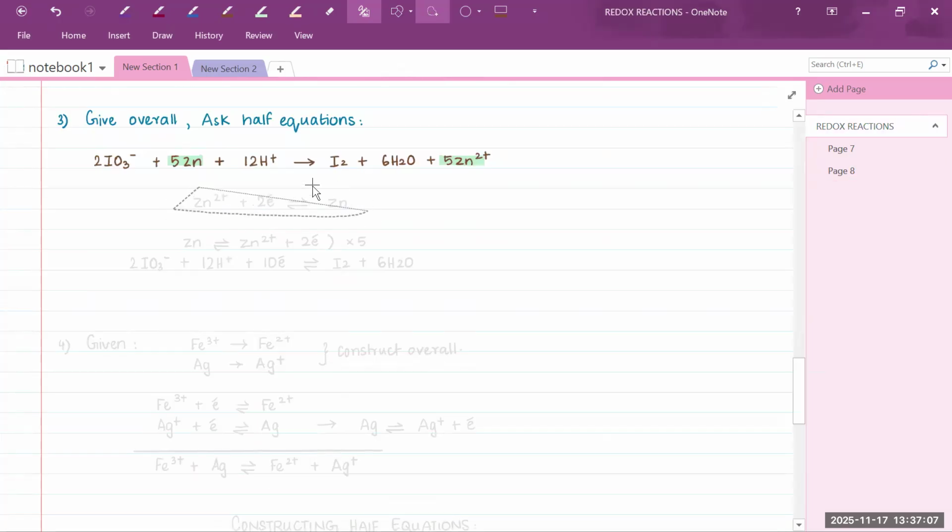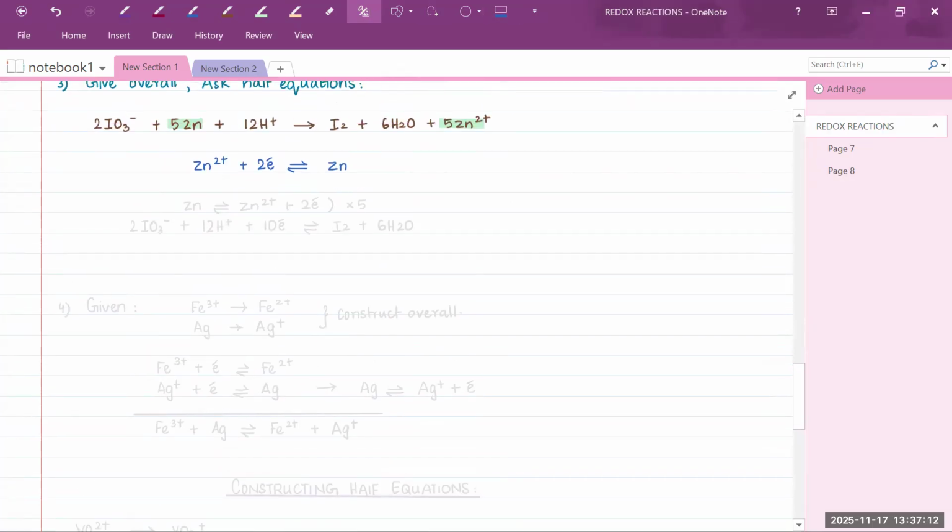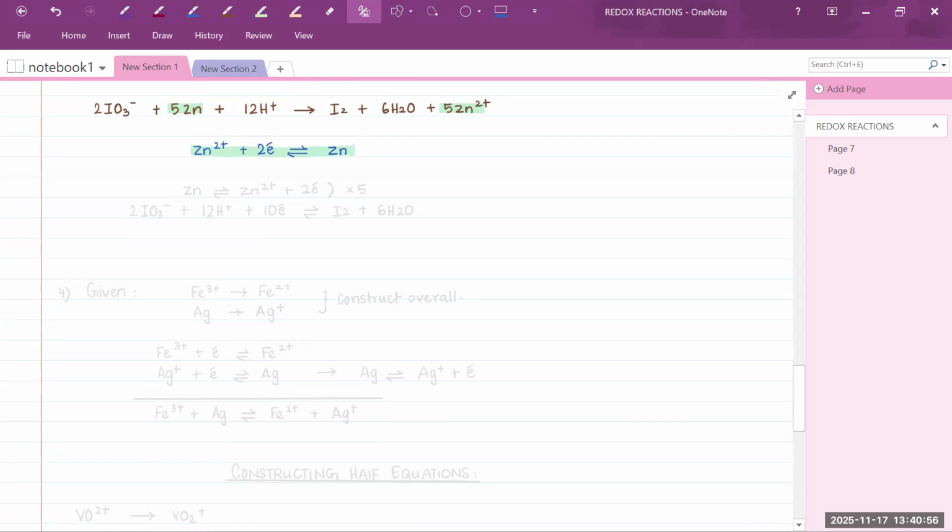And that's what I have copied here. This is what we just read from the data booklet, right? Okay, so as I was saying, we have zinc on the reactant side here, but in this equation we have zinc 2+ on the reactant side. So what we'll have to do is flip the equation. And we have flipped it. We have zinc on the reactant side and zinc 2+ on the product side.